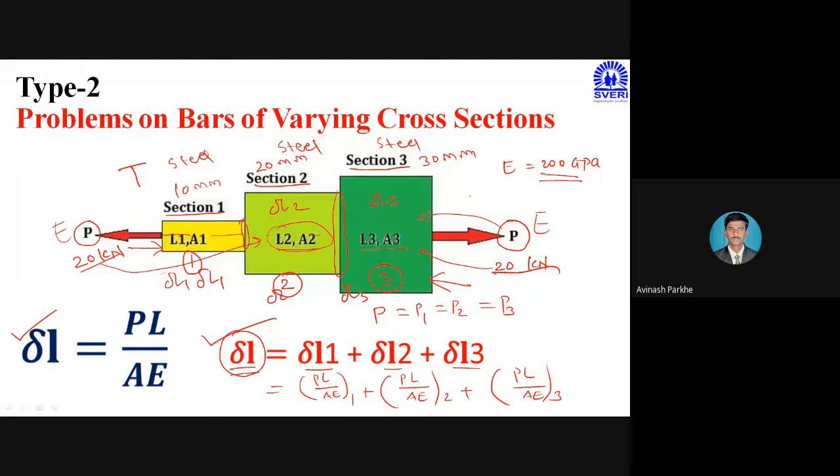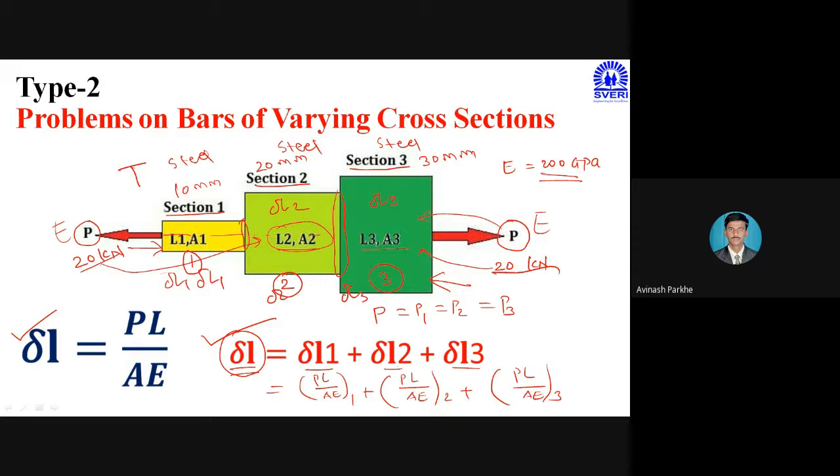In the figure in front of you, there are three sections: section 1, section 2, and section 3. All three sections have different dimensions. Section 1 has length L1, section 2 has length L2, and section 3 has length L3. But the important thing is that section 1 has a different diameter, therefore a different cross-sectional area, represented by A1. The middle section, section 2, has a different diameter, therefore its cross-sectional area is represented by A2. The third section also has a different diameter, therefore its cross-sectional area is represented by A3.